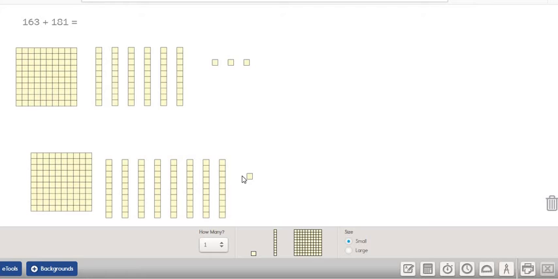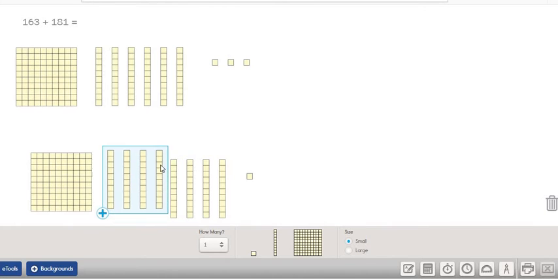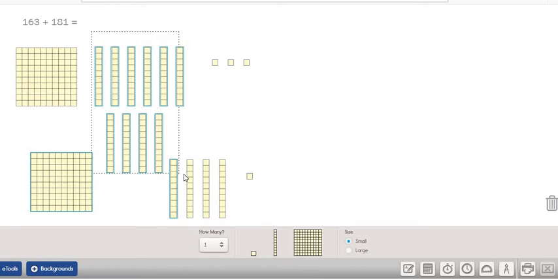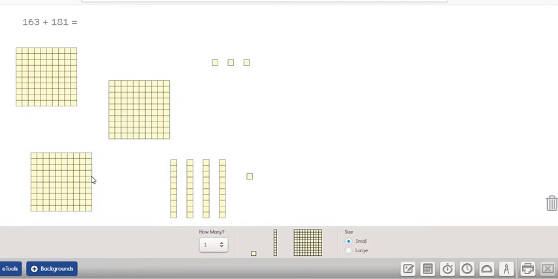But what about tens? Here we have 6 tens and here we have 8 tens. So 8 plus 6 equals 14. So we have to regroup. So we will add these 4 tens to these 6 tens to make 100. Just like this.